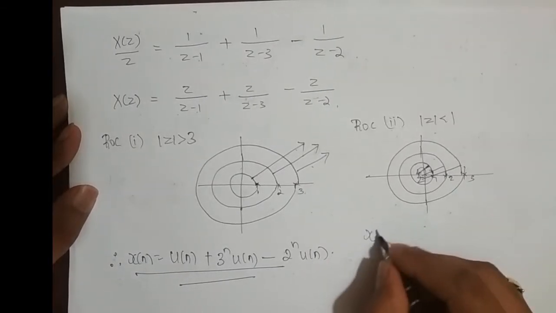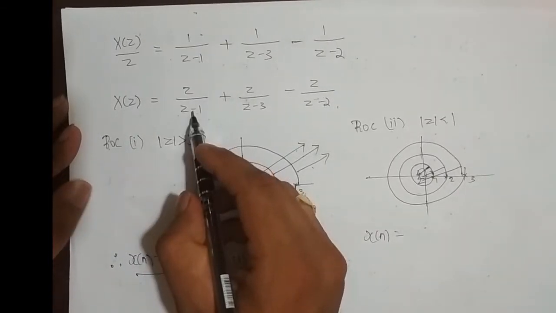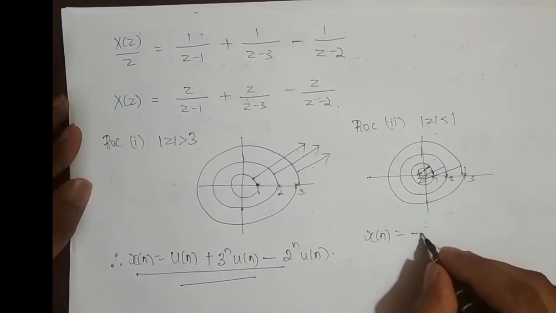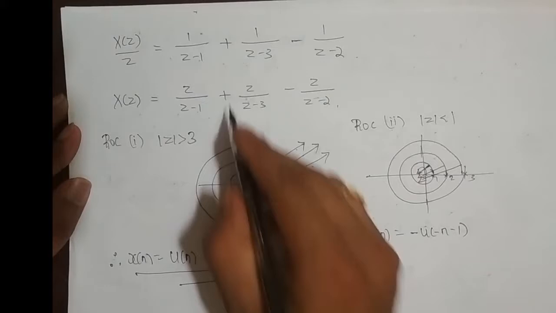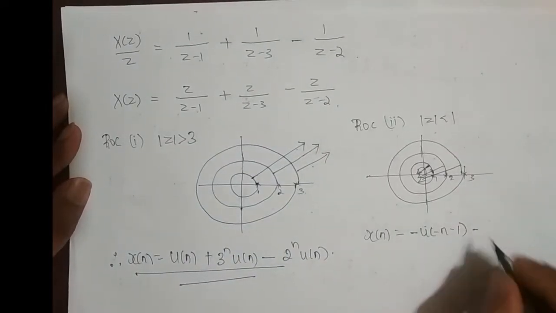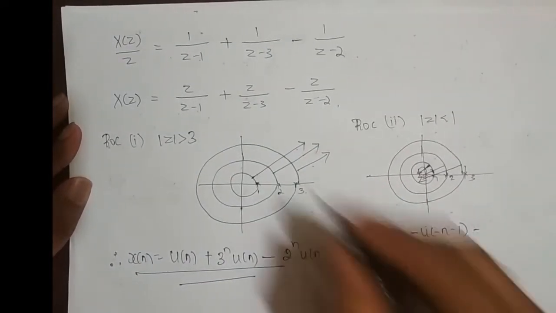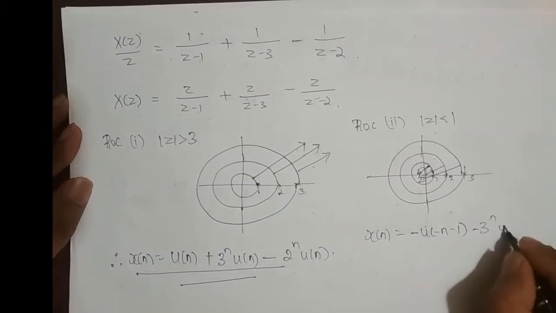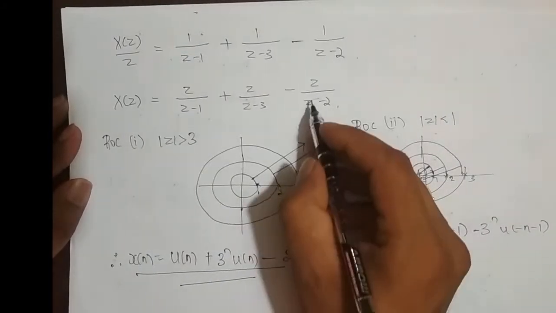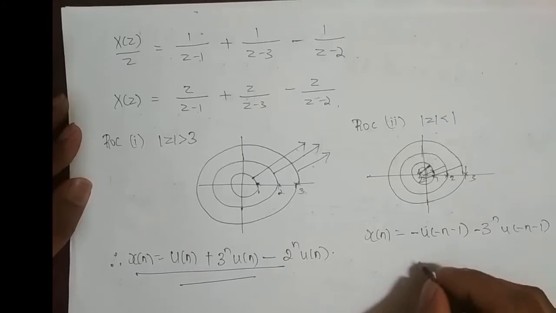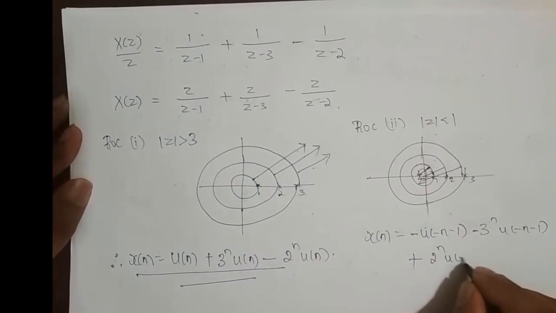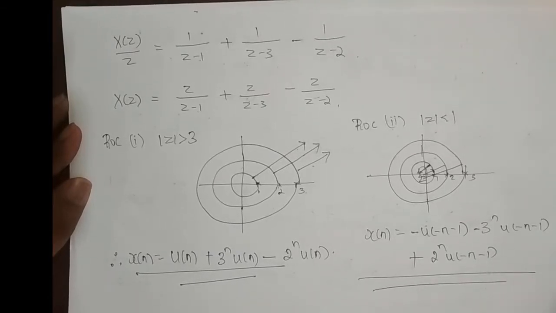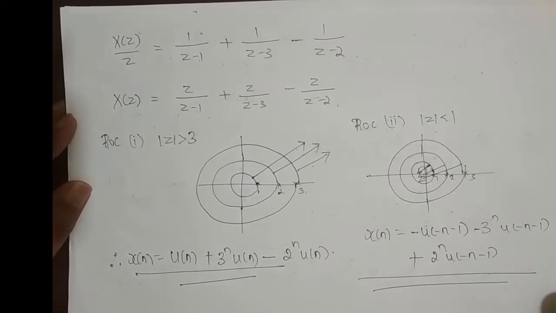So what is the inverse transform of this then? What is the inverse transform of this if it is a left sided sequence? Minus of u of minus n minus 1, right? I have to change the sign. What is the inverse transform of this? I have plus, I have to make minus. So this is 3 power n u of minus n minus 1. Now what is the inverse transform of this? I have minus, here I have to write plus. So it is 2 power n u of minus n minus 1. So this is the inverse transform for magnitude of z less than 1.